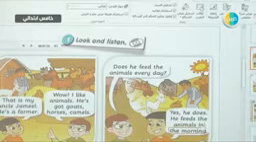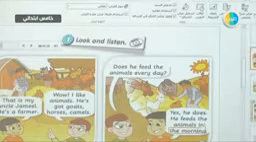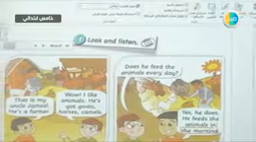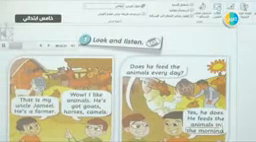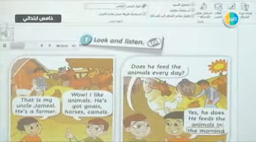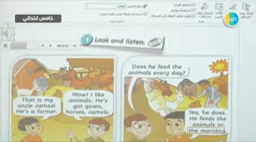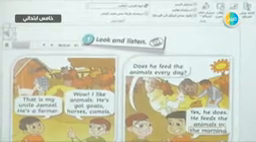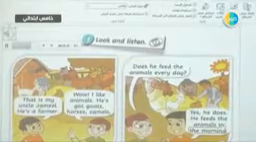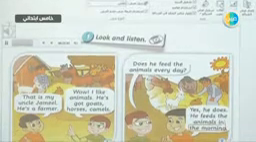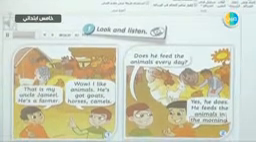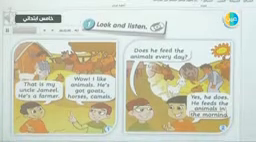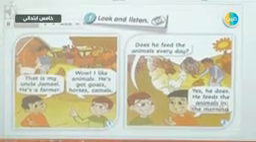That is my uncle Jamil. He's a farmer. Wow, I like animals. He's got goats, horses, camels. Does he feed the animals every day? Yes, he does. He feeds the animals in the morning.